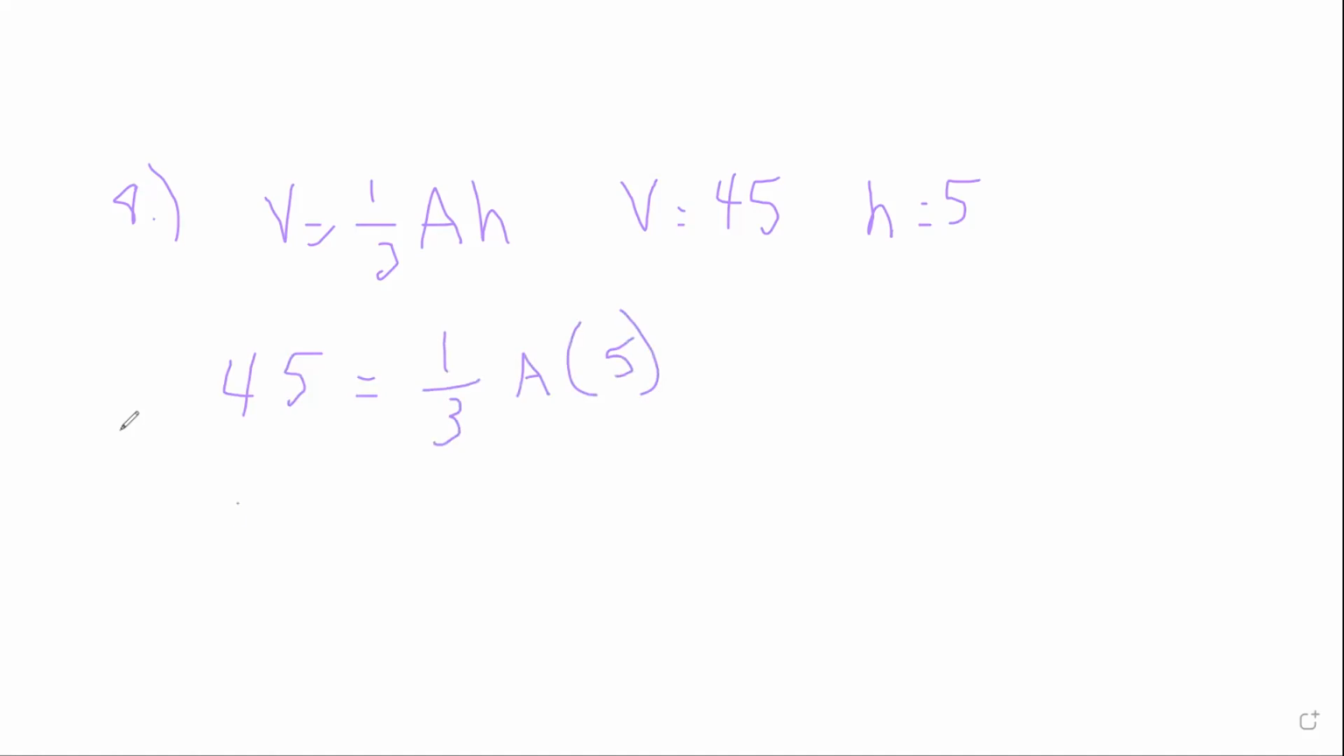So what I can do is I can actually do 45 equals 5/3 A. How did I get 5/3? Well, if you put your 5 over 1 and multiply straight across, you're going to get 5/3. The A is just hanging out. Now, normally, because this is 5/3 times A, I would divide by what's attached to A, except when we've got fractions, we don't do division, we do multiplication by the reciprocal. So what I'm going to do is multiply both sides by 3.